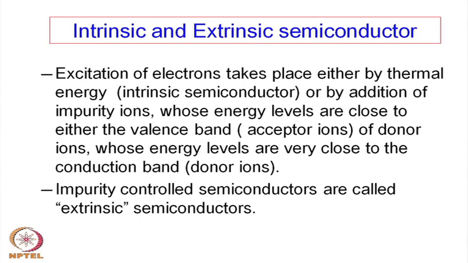Having said that, we have two different subgroups of the semiconductors. One is called intrinsic semiconductors and the other is called extrinsic semiconductors. Excitation of the electrons takes place either by thermal energy, that is intrinsic semiconductor, or by addition of impurity ions whose energy levels are close either to the valence band, acceptor ions, or donor ions whose energy levels are very close to the conduction band. So, impurity controlled semiconductors are called extrinsic semiconductors.